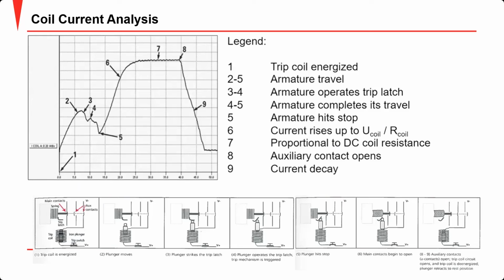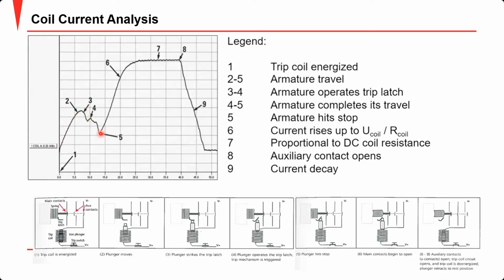Another important test is coil current analysis. In this test, the current drawn by the coil during the operation of the breaker is measured. It might be intimidating at first when you look at the graph, but it's quite easy to understand. This graph gives us valuable information about the condition of your coil. So let's see what happens in this graph. Here, at the beginning, the contact is closed and the coil starts energizing. At this stage, the armature or the plunger starts moving, and then it hits the latch of the tripping mechanism for the circuit breaker. That's why you see a dip here in the current.